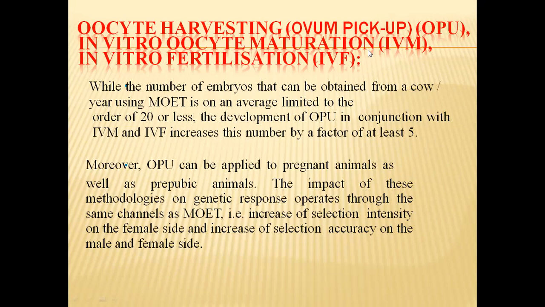After the ova are matured in vitro, we will perform in vitro fertilization. We will take the semen and mix it with these matured ova. In vitro fertilization results in the development of an embryo. These developing embryos will again be kept in the uteri of the recipient. In this way, oocyte harvesting or OPU, IVM and IVF, these three methods can be used instead of the MOET method in some cases.